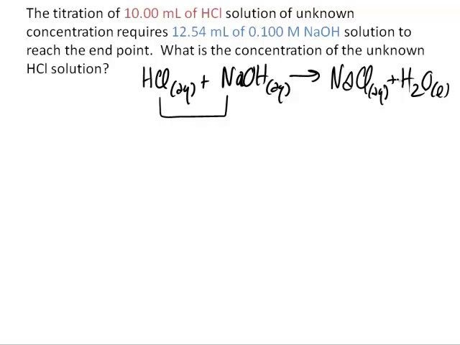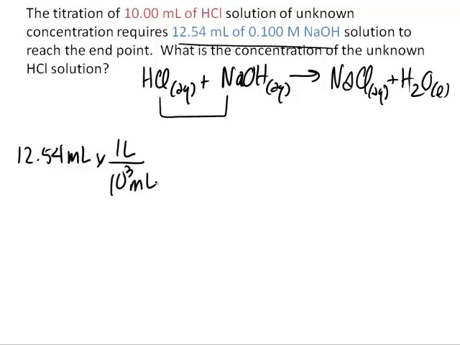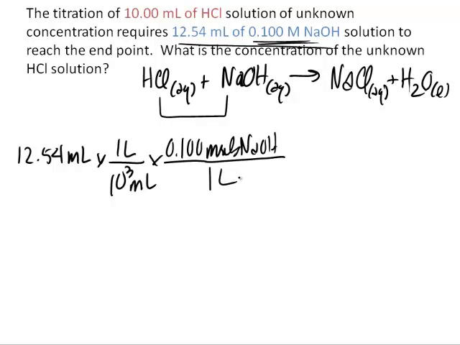Okay, so what are we going to do? We're going to figure out how many moles of sodium hydroxide we added. So if I take 12.54 milliliters times 1 liter divided by 1,000 milliliters, that will give me liters, and I'm doing that so that I can use my concentration as a conversion factor. 0.100 moles of NaOH divided by 1 liter.